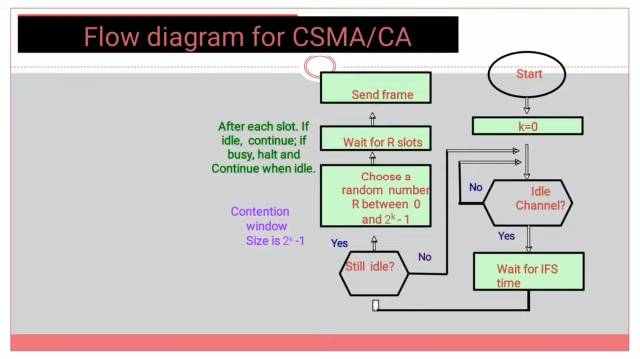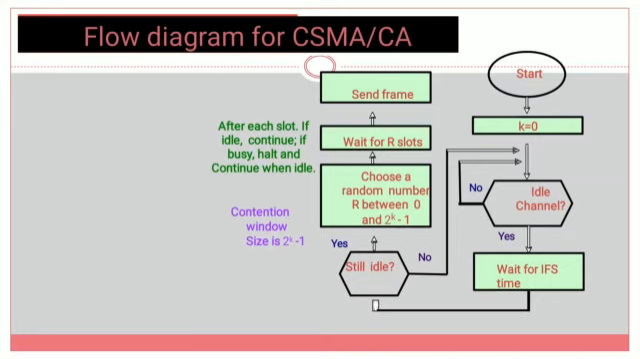So the next one is wait for r slots. Once the random number r is chosen, it will wait for r slots. That means by choosing the random number r, we divide the time into r number of slots. After each slot, if idle, then continue. If busy, then halt. Halt means stop, and continue when idle. That means we will wait for r number of slots.